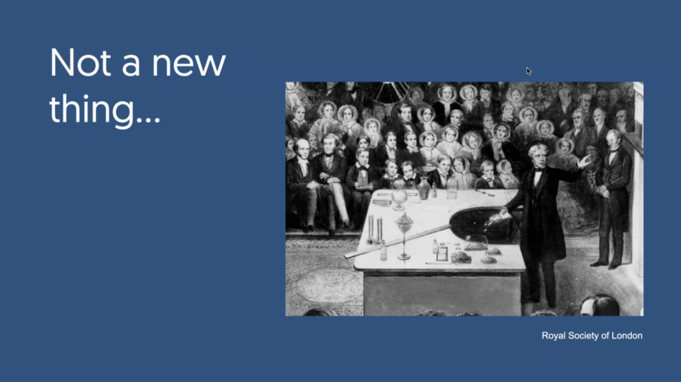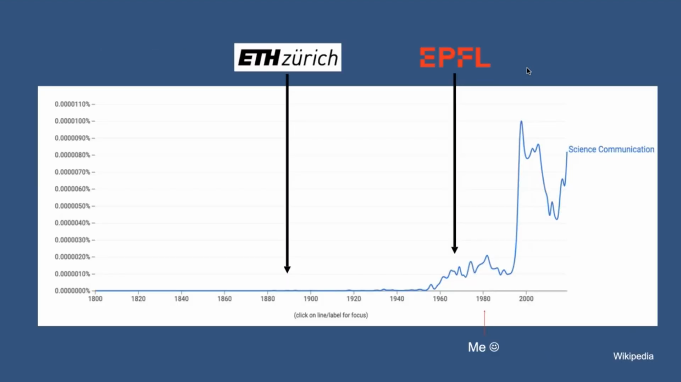Science communication has always existed, but it has been formalized probably only in the last 60 years or so. And this is a Google Ngram search for the term science communication on all these scanned books from Google.